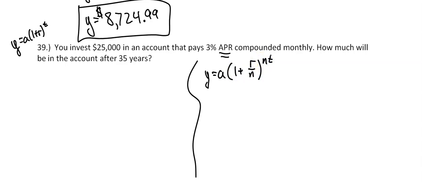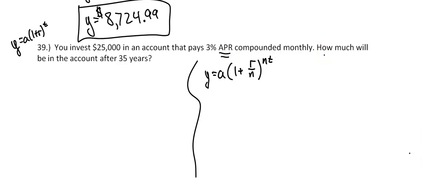And again, I'll give you both of these formulas. The second one, you just have to know what n really represents. The first one, we just have to be very careful, very cautious to make sure our units match. So right now, this is APR compounded monthly. Those don't match. It's 3% per year compounded per month.